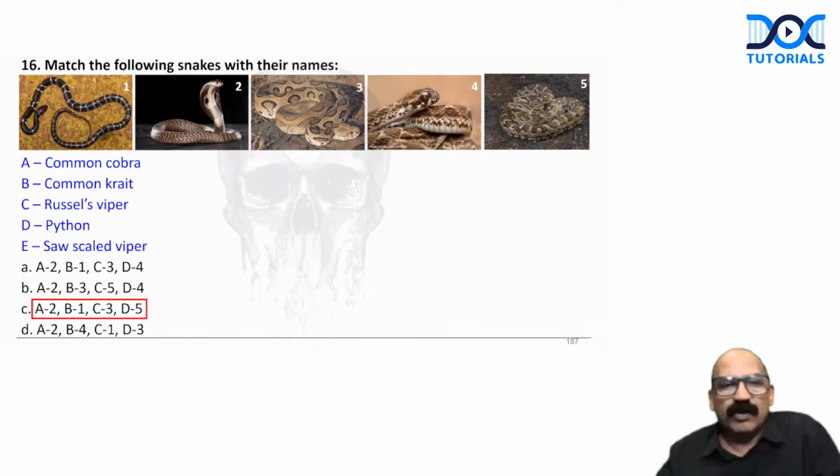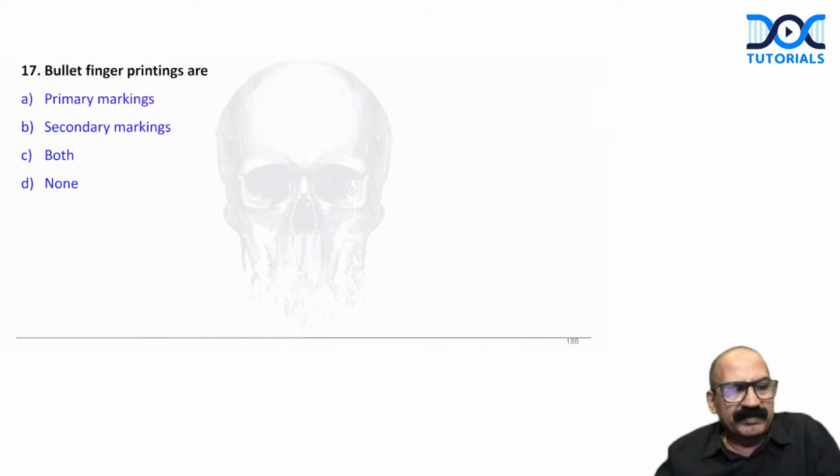The first one is common krait. The second one is common cobra. The third one is Russell's viper. The fourth one is saw-scaled viper. The fifth one is python. Ballistics, bullet fingerprinting, are here.